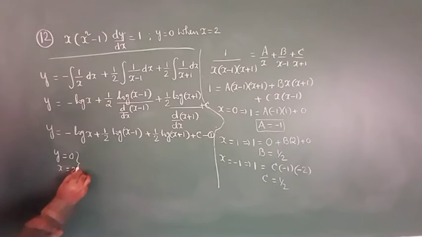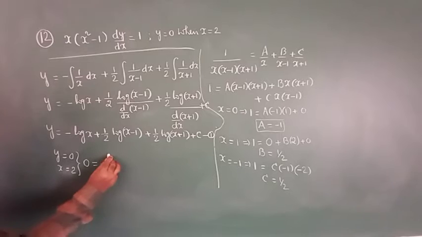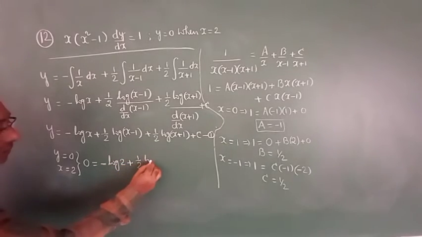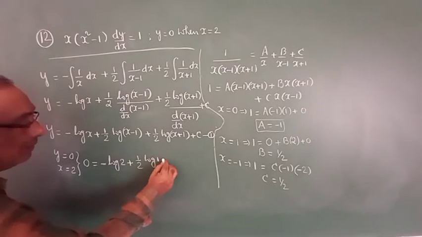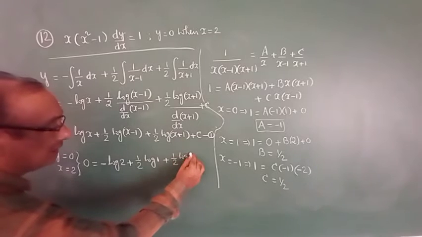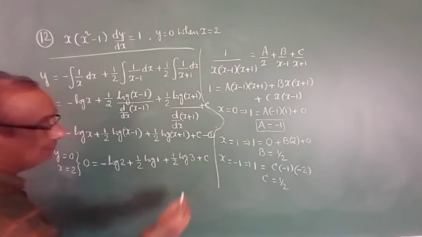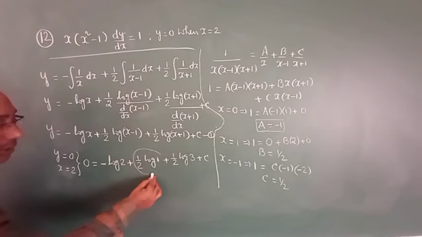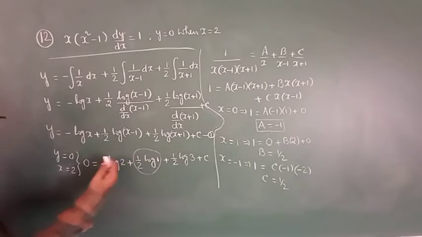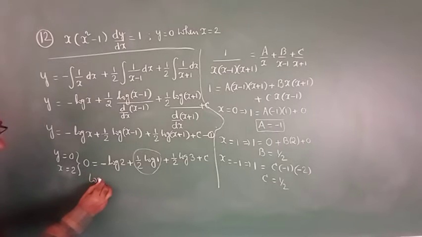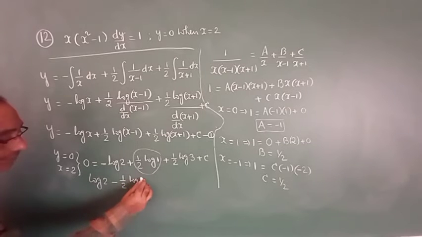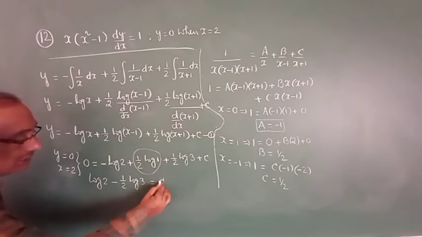So 0 is equal to minus log of 2, plus 1 by 2 log of 2 minus 1, which is 1, plus 1 by 2 log of 2 plus 1, which is 3, plus c. Now the log 1 value is 0. So now every part goes to the right hand side: log 2 minus 1 by 2 into log 3 is equal to c.